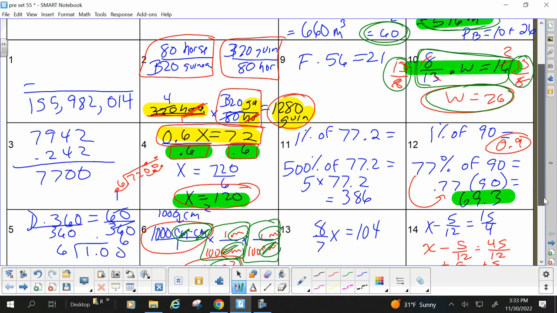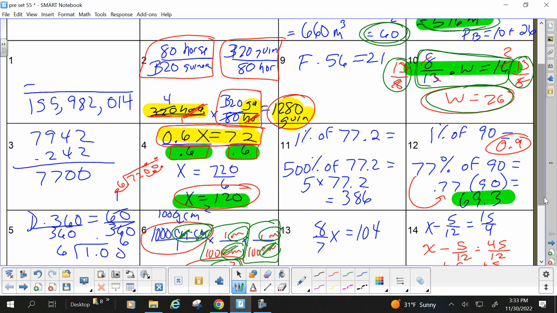Number 12, 1% of 90. Remember, 1% means 1/100th. 1/100th means divide by 100. Divide by 100 means move the decimal twice. And so 1% of 90 is 0.9. 77% of 90, well, 77% is 77 hundredths, which means 0.77. Multiply 0.77 times 90, you get 69.3.